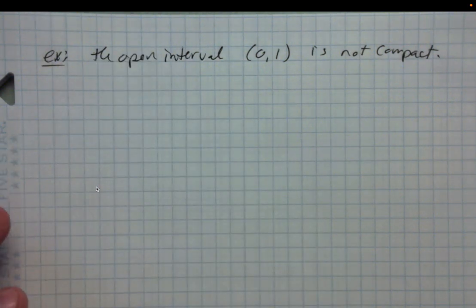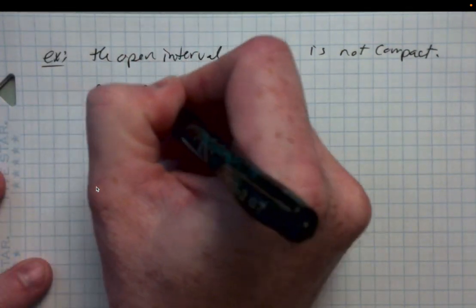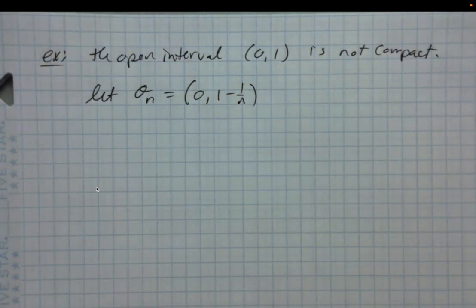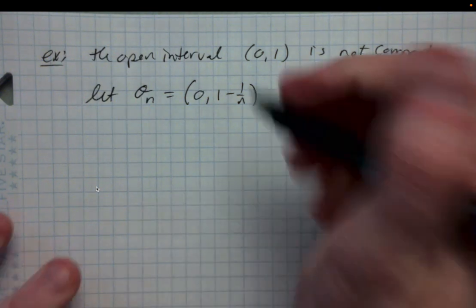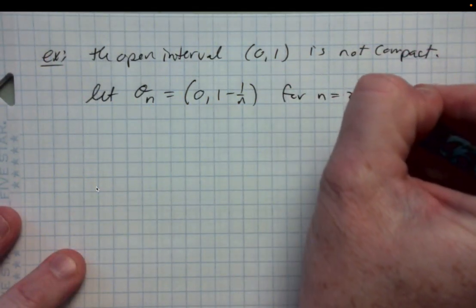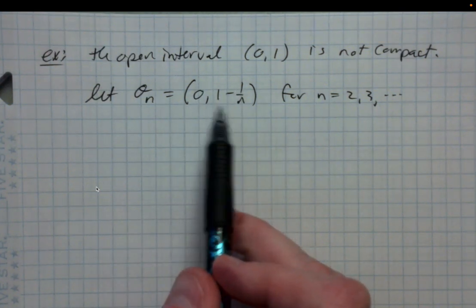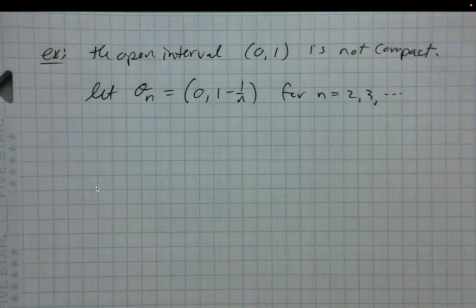Actually, we've already seen a good open cover to consider. So let O sub n equal the interval 0 to 1 minus 1 over n, for n equals 2, 3, etc. We saw this one in the previous example when we were trying to lay out what an open cover is. This definitely is an open cover, because as n goes to infinity, the upper bound of this interval goes to 1, and so the infinite collection contains E.